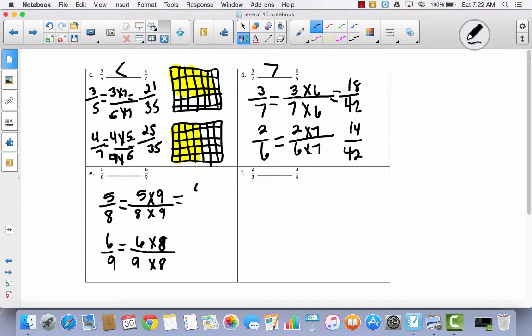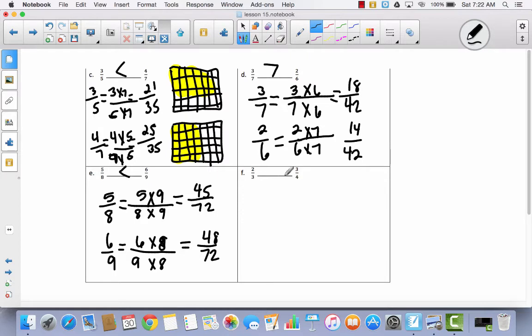So now I have 45/72nds, sounds funny, and 48/72nds. Well, 45 is less than 48. Therefore, 5/8 is less than 6/9.